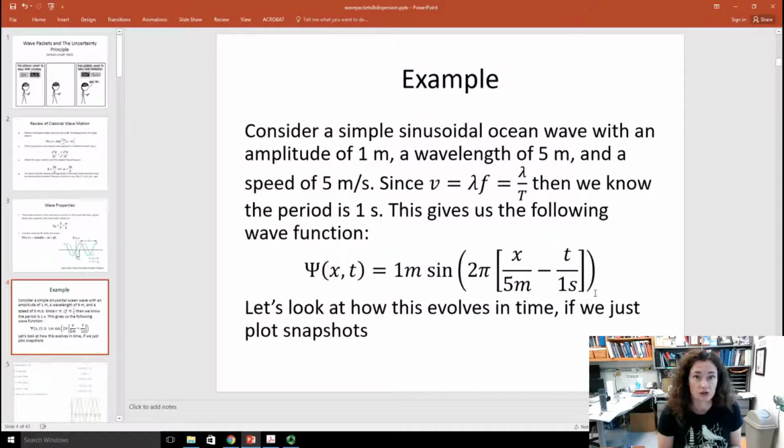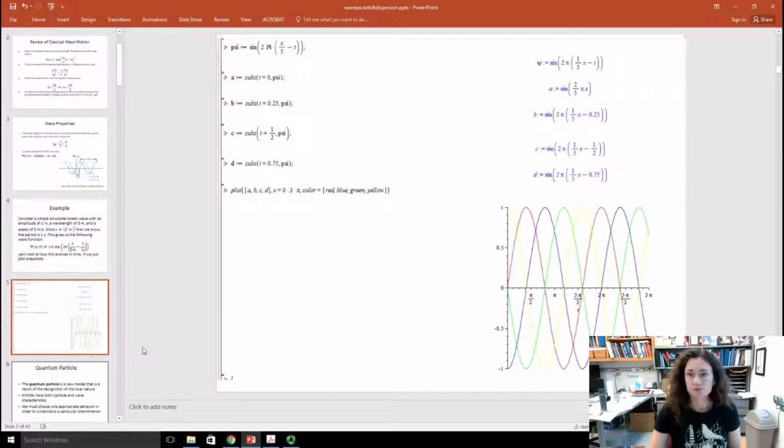Now, if you want to look at how that evolves in time, let's plot snapshots of that wave at different values for our time coordinate t. So I did this in Maple. And here you have your wave function. I wrote it out as a function of time and space. And then what I'm going to do is just plot as a function of the spatial coordinate, but plugging in different values of the time. So if I substitute in t is equal to 0, that's going to be colored in red.